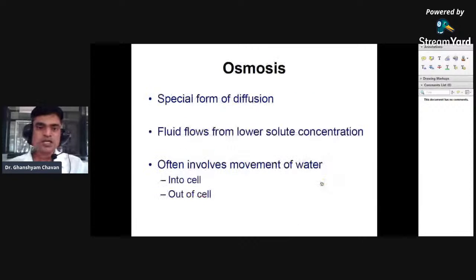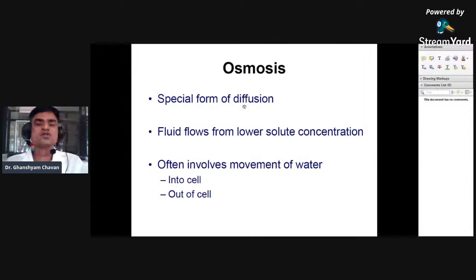Now osmosis. What is osmosis? Osmosis is nothing but a special form of diffusion. Fluid flows from the lower solute concentration toward the higher solute concentration, and often involves movement of water into the cell and out of the cell. In osmosis, the same process is there.